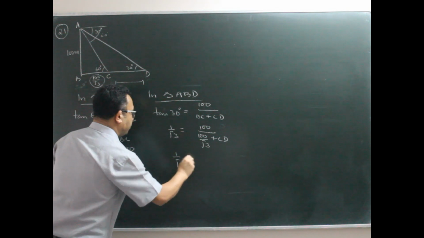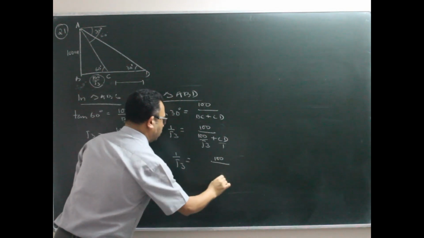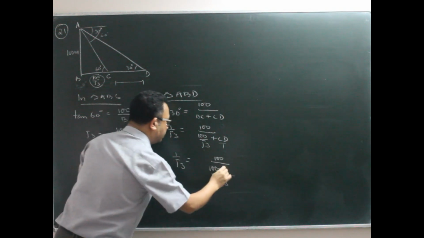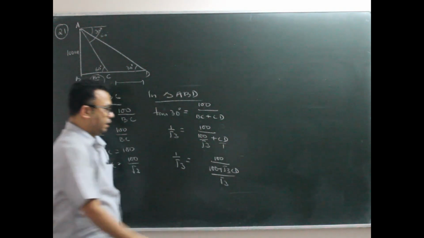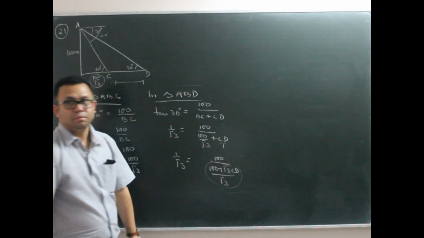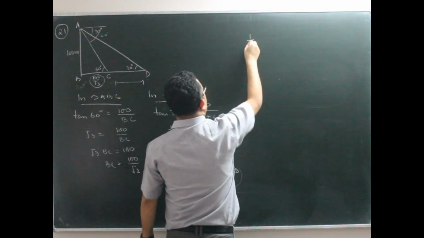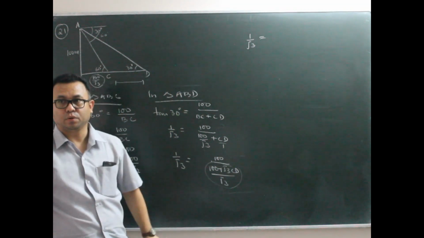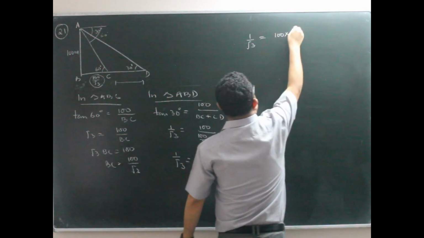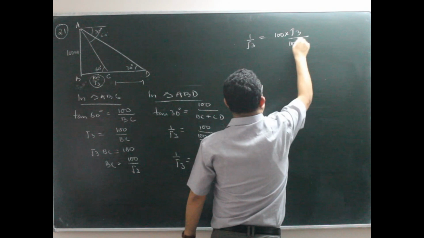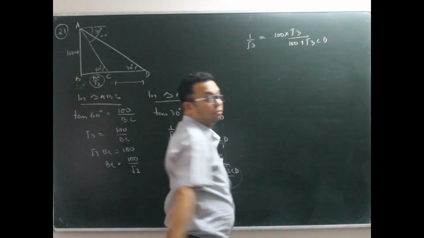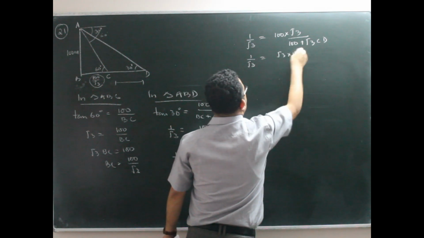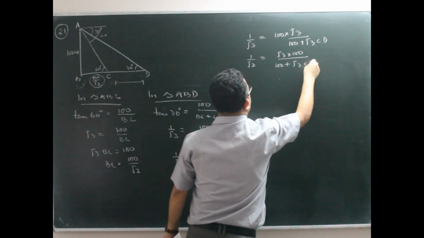So 1 by root 3 is equal to, taking the LCM here, the upper side is 100, and the lower side is root 3 as the LCM between these two. So 1 into 100 is 100, and plus 1 into root 3 CD, you have root 3 CD. Now as you take this up, this root 3 will go there and multiply that 100. So we have 1 by root 3 is equal to 100 into root 3 over 100 plus root 3 CD, since when I take this fraction up it becomes a reciprocal.